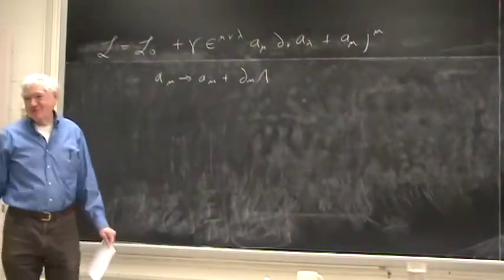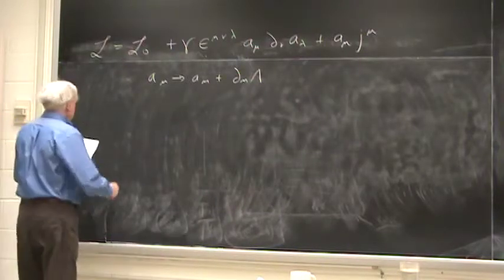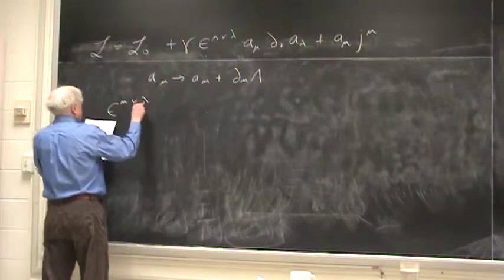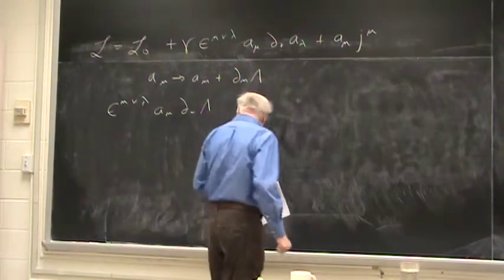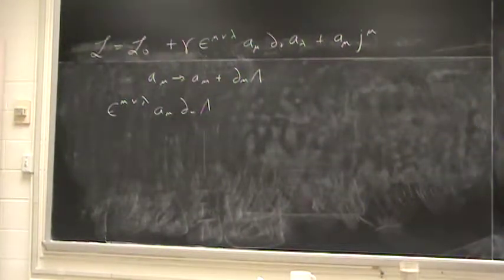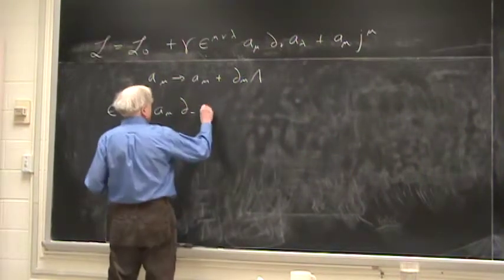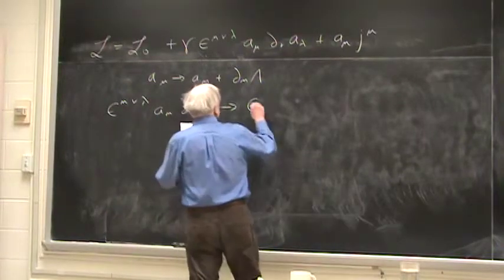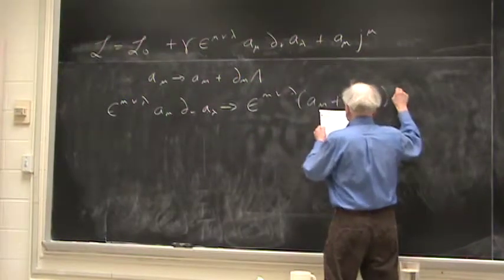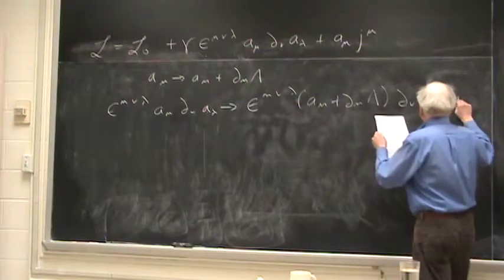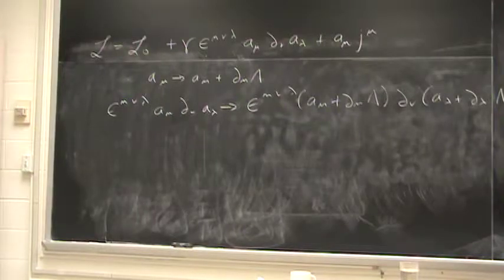Unfortunately, Zee didn't do the non-abelian, he just said one can do non-abelian, so I had to work it out myself. All right, what happens to the Chern-Simons term under a gauge transformation? Sorry, I'm slipping from one convention to another. This goes to epsilon mu nu lambda times A mu plus d mu lambda, d nu, A lambda plus d lambda lambda, and you see the problem with using too many Greek letters.